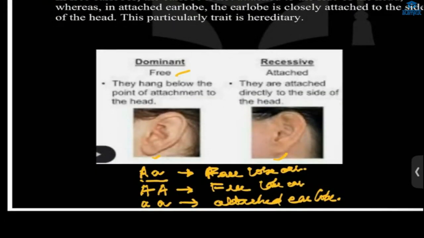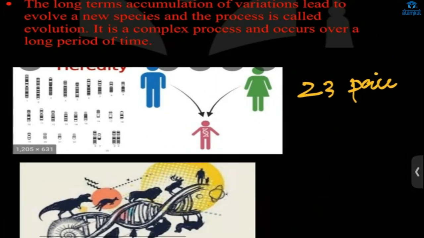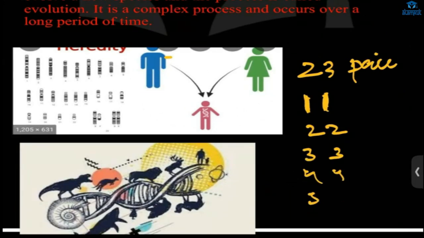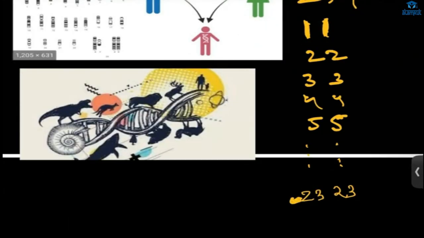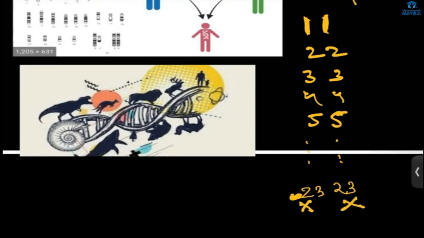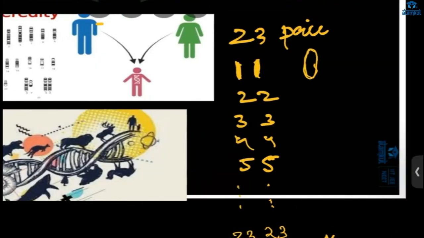See, how many chromosomes do we have? 23 pairs of chromosomes, right? One chromosome we get from the father. The other chromosome we get from the mother. This 23rd one, if it is X and X, then it is female, and if it is Y, then it is male. So this chromosome carries what? Gene. The gene coding will be in the same locus only.